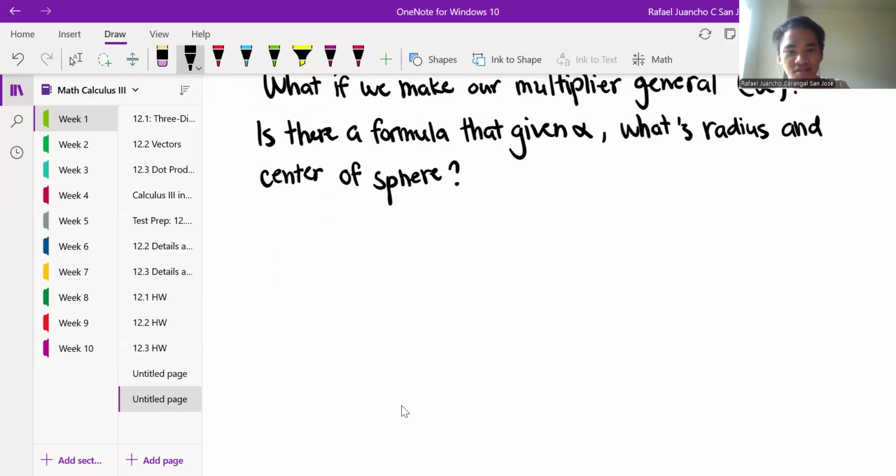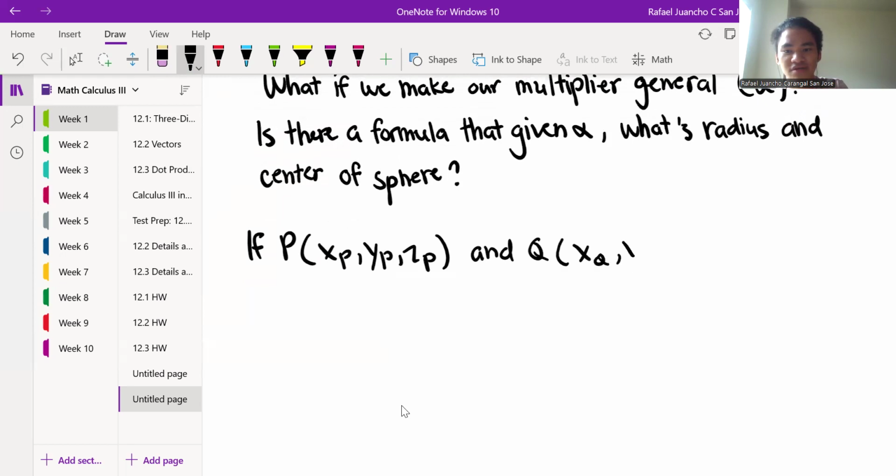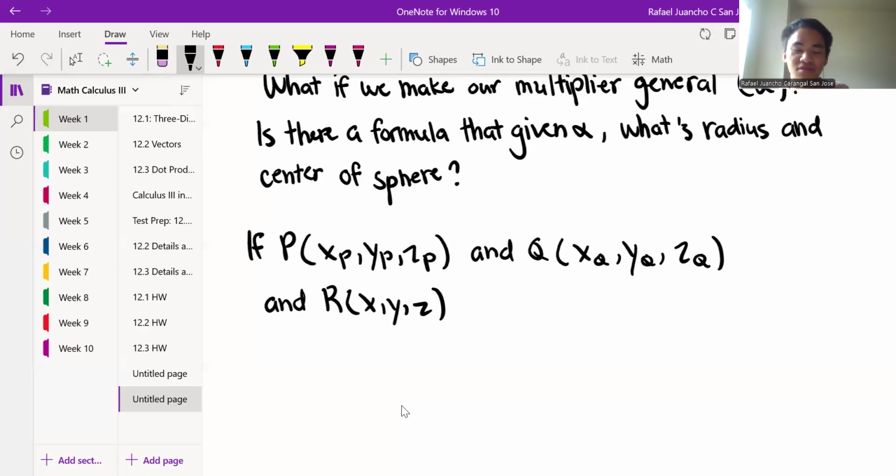Okay. So let's say we have our P, which is XP, YP, ZP. And we also have our Q, XQ, YQ, ZQ. And here we assume they're all constants, right? And then we're doing that distance thing. And we also have our R, which is X, Y, Z, and this is referring to any point. So these are our variables, X, Y, Z. But XP, YP, ZP, XQ, YQ, ZQ, these are constants.